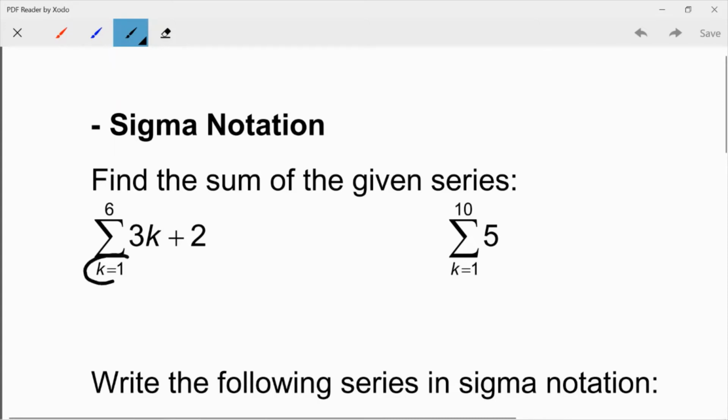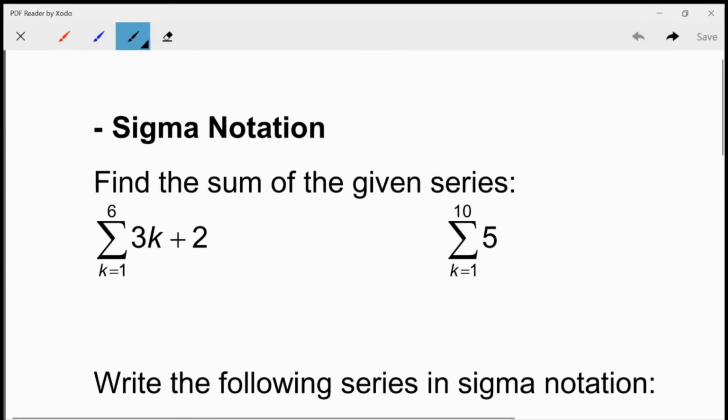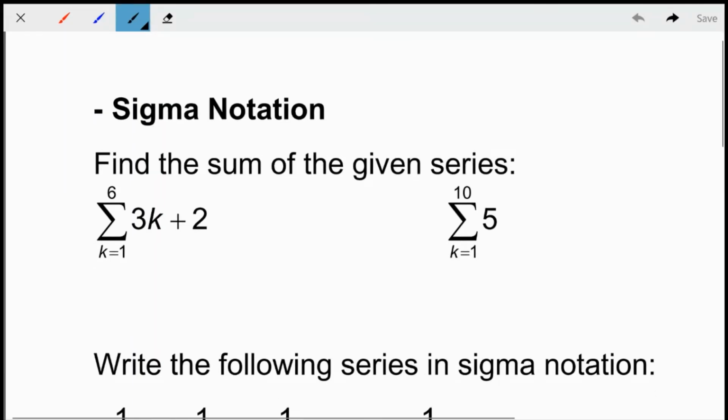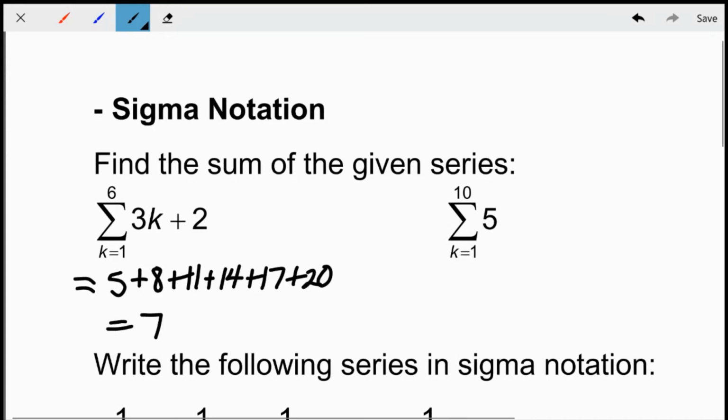This is called the index number. We're going to go from the k equals 1 term to the k equals 6 term using the formula 3k plus 2. So when I plug in k as 1 into this equation, I'm going to get 3 plus 2, which is 5. When I plug in 2, I get 8, and so on. And then I would get 11, and then 14, and 17, and then 20. So that would give me a total of 75.